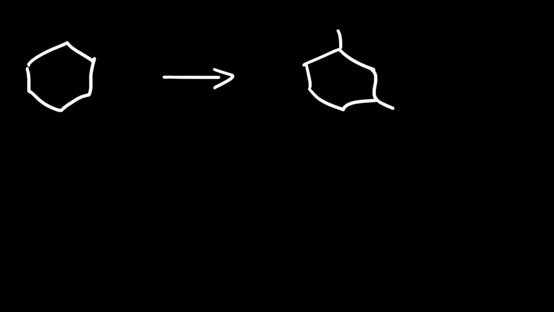Now for the next example, starting with benzene, let's make meta-chloroaniline. So go ahead and try this example. How can we make this product?